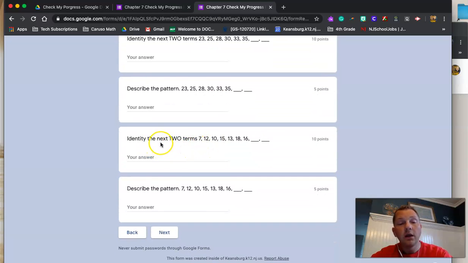Same thing for this one. What are the next 2 terms? 7, 20, 12, 10, 5, 15, 13, 18, 16. Notice what's going on there. What are the next 2 terms? And then what's the rule?